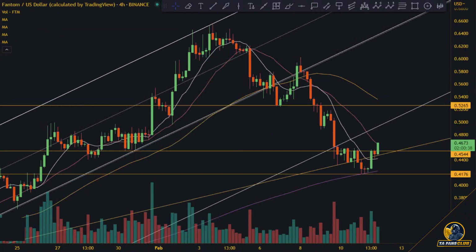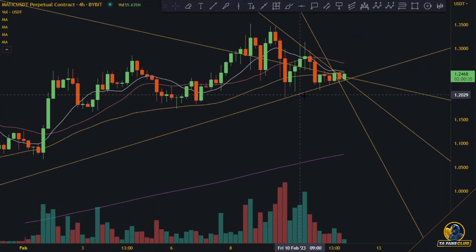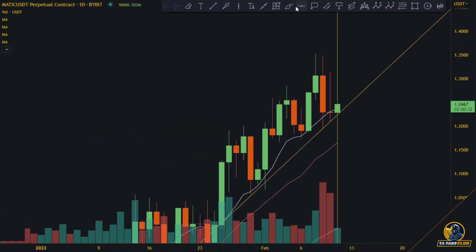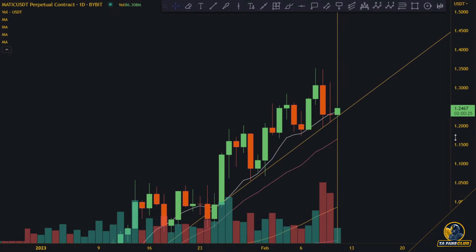Phantom is continuing the pump. Matic is continuing the pump. Maybe I'm still thinking Matic can actually move up here towards the upside. So Matic still has something like 5% left towards the upside up here, if not more.